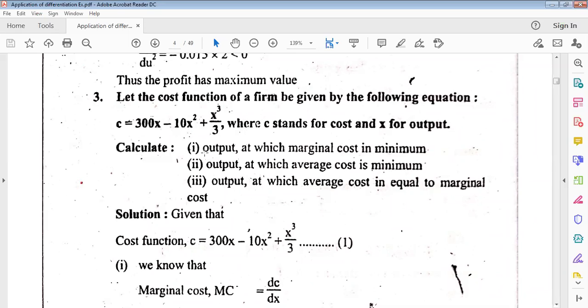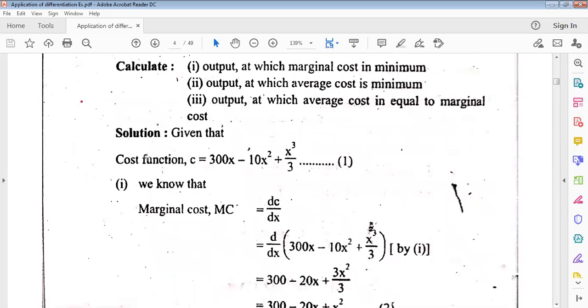We have to calculate, number one, the output at which marginal cost is minimum, secondly, the output at which average cost is minimum, and thirdly, the output at which average cost is equal to marginal cost. That means there are three conditions you have to find in this application. Now, given that the total cost C is equal to 300x minus 10x square plus x cube by 3, this is equation number 1.